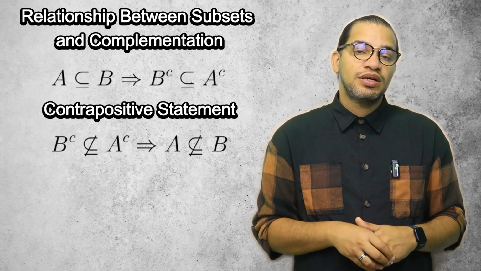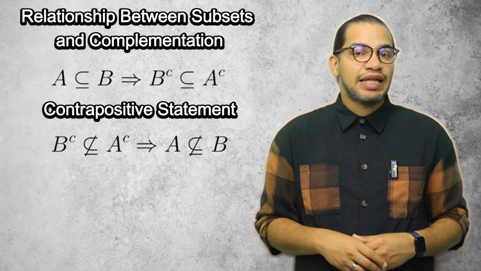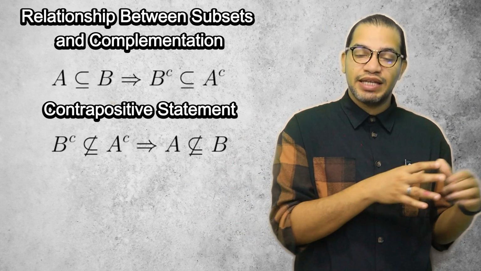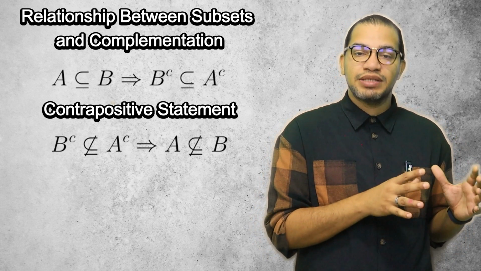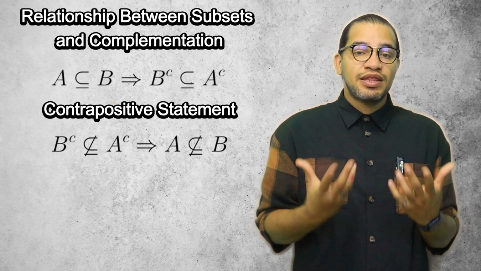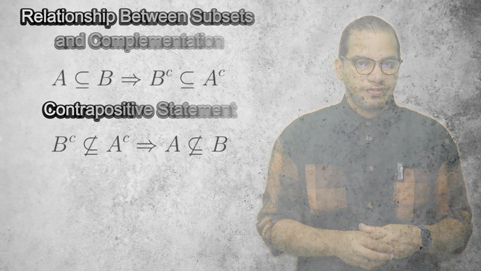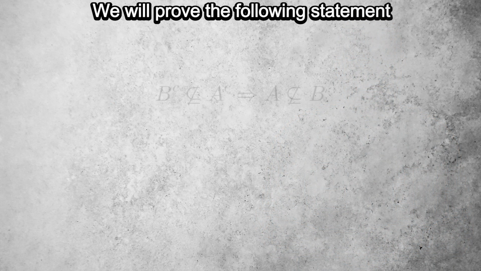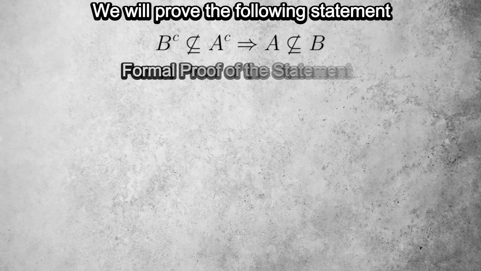So instead of proving that A contained in B implies that the complement of B is contained in the complement of A, what we're going to prove is that if the complement of B is not contained in the complement of A, then A is not contained in B. Now we're going to prove the contrapositive statement. For that, we suppose that the complement of B is not contained in the complement of A.